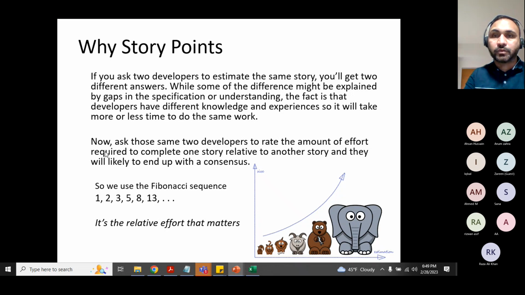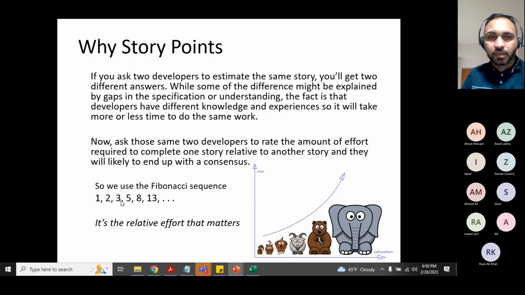Now ask those same two developers to rate the amount of effort required to complete one story relative to another one. Remember, you did one story in the past. Now provide an estimate for a similar type, relative. Relative is very important. Same type of story, similar effort. Not 100%, it could be a little bit different here and there, but relative to another story. And then they will likely end up with consensus. So we use the Fibonacci sequence, which is 1, 2, 3, 5, 8, 13. Do you know the Fibonacci sequence? If you add up the previous two, you get the next one. 1 plus 2 makes 3, and then 2 plus 3 makes 5. That's how it works.